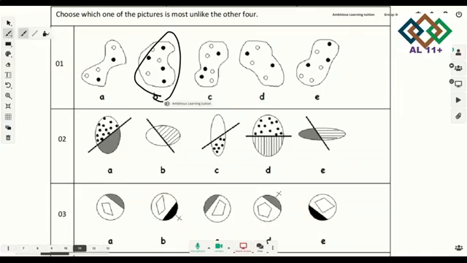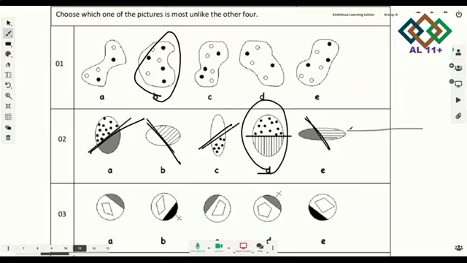Number 2 now. So what's happening in number 2? The only one with a straight line dividing the ellipse exactly in half is D. All of them are like this, see? It's going this way, or this way. So only D is the one which is going like this.